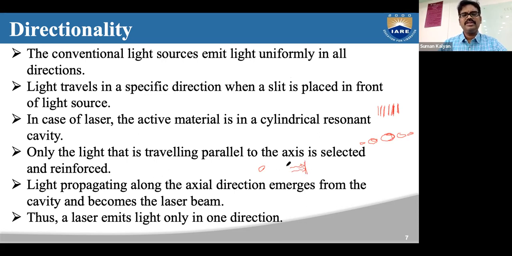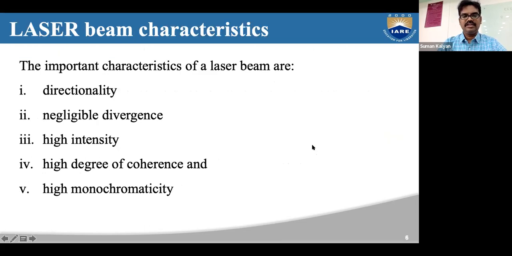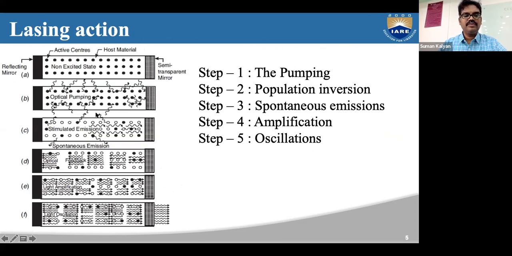So what happens to the other photons? These photons which are moving in this direction will be moved out, and they are lost. We lost them forever.